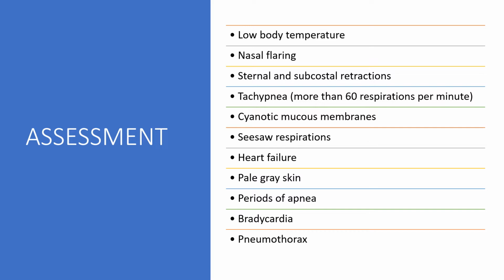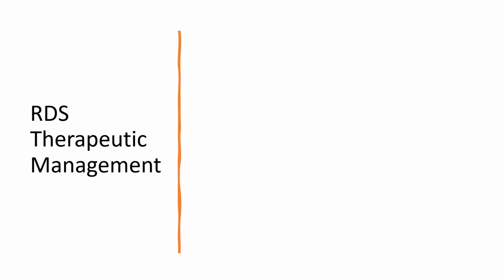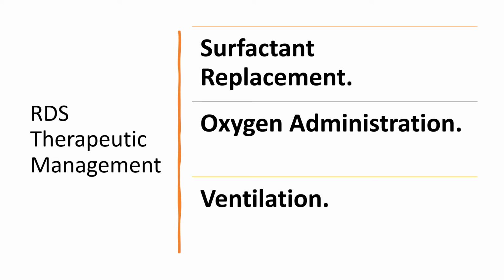As the stress increases, an infant may exhibit seesaw respirations, where on inspiration the anterior chest wall retracts and the abdomen protrudes. On expiration, the sternum rises. There is also heart failure, pale gray skin, periods of apnea, bradycardia, and pneumothorax. And your management for RDS includes surfactant replacement. The surfactant is sprayed into the lungs by a syringe or catheter through an endotracheal tube. We also give oxygen administration.